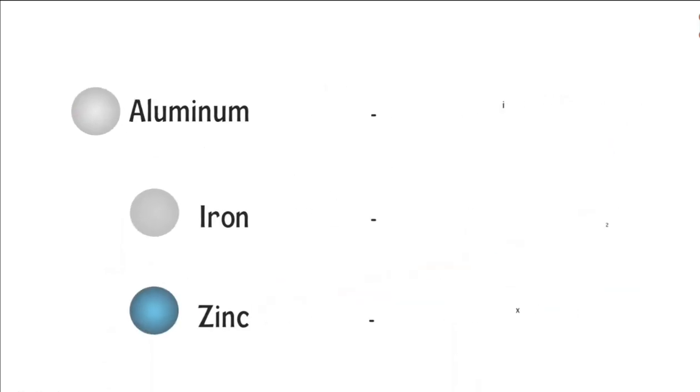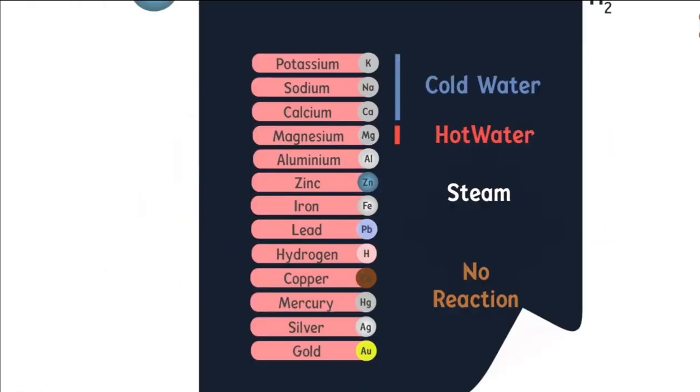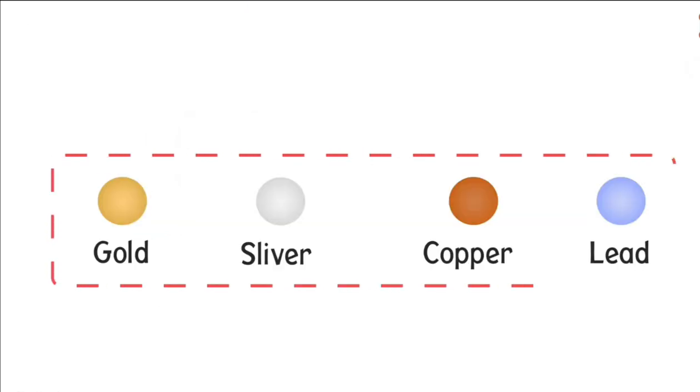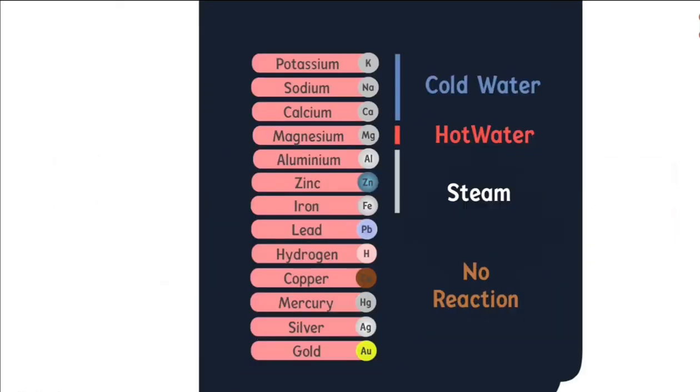Aluminium, iron and zinc, when they react with the steam, form metal oxide and hydrogen. And metals like gold, silver, copper and lead do not react with the water. So aluminium, zinc and iron react with the steam, and lead, copper, mercury, silver and gold do not react with the water.